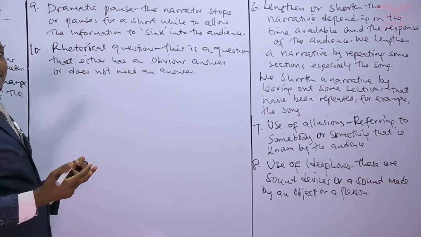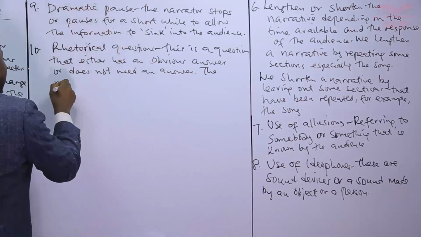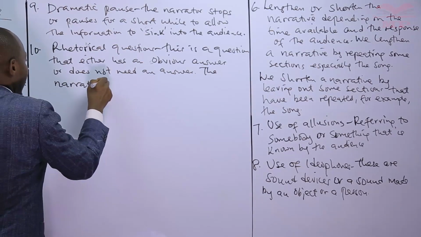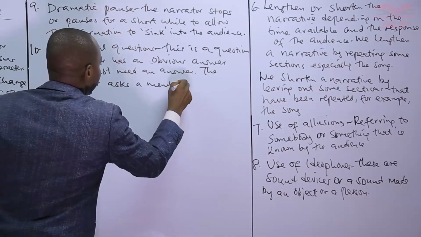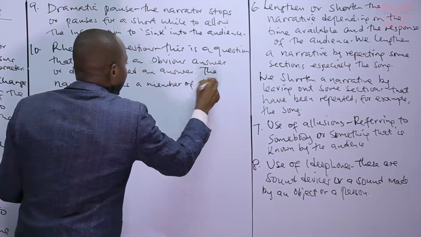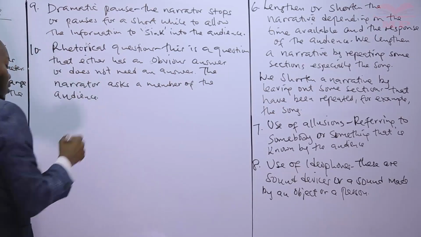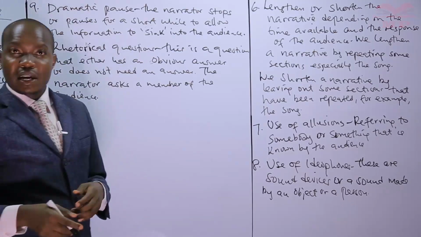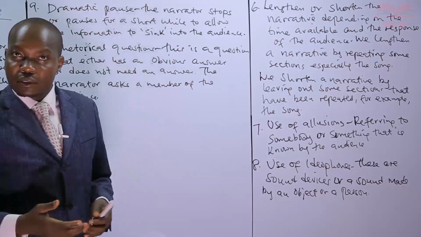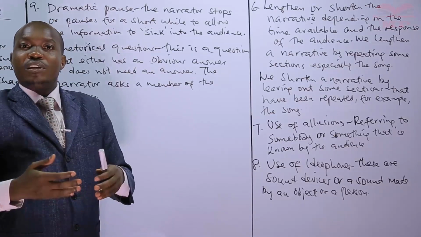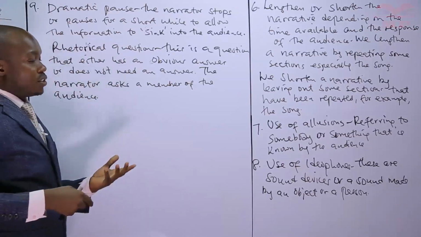So the narrator asks a member of the audience. For example, he might ask, do you know the chameleon? Who has ever seen a chameleon? Then the audience might respond or might not respond. So we call that a rhetorical question.